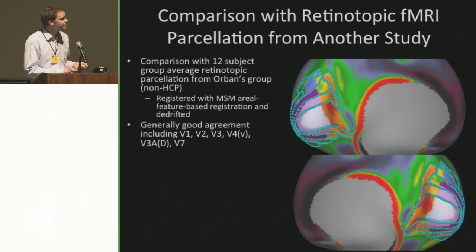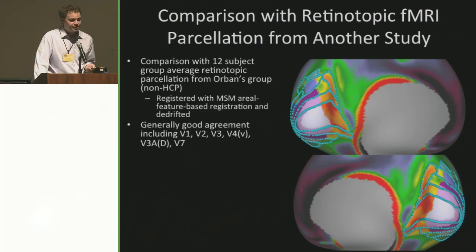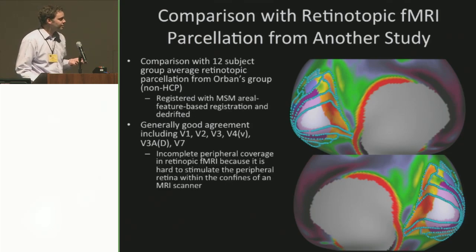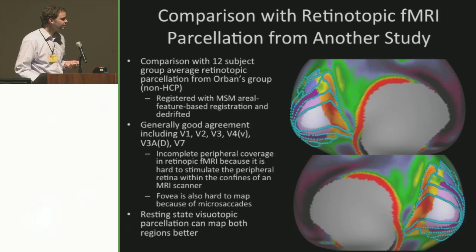But one thing to keep in mind is retinotopic fMRI doesn't often stimulate the far periphery because when you're in a confined scanner, it's hard to actually hit that part of the retina with your stimulus. So we're able to map with resting state the full extent of these retinotopic areas, whereas that's very challenging to do with retinotopic MRI. And similarly, in the fovea, it's challenging to map because you need people to be fixating on a crosshair and not moving their eyes, and that's very hard for them to do perfectly. So the resting state retinotopic parcellation can map both of these far peripheral and foveal regions better.